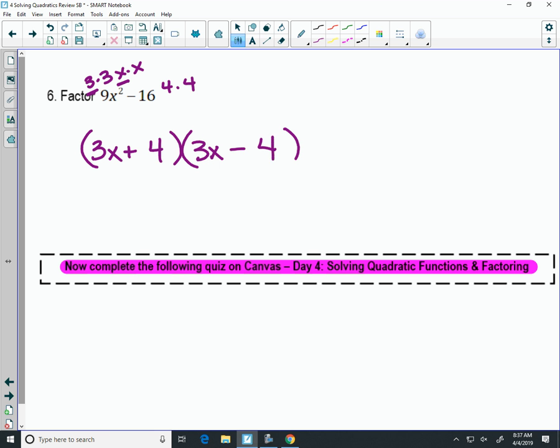We always see some difference of squares factoring too. Difference of squares factoring is easy if you recognize it. It's really hard to recognize sometimes, I think.